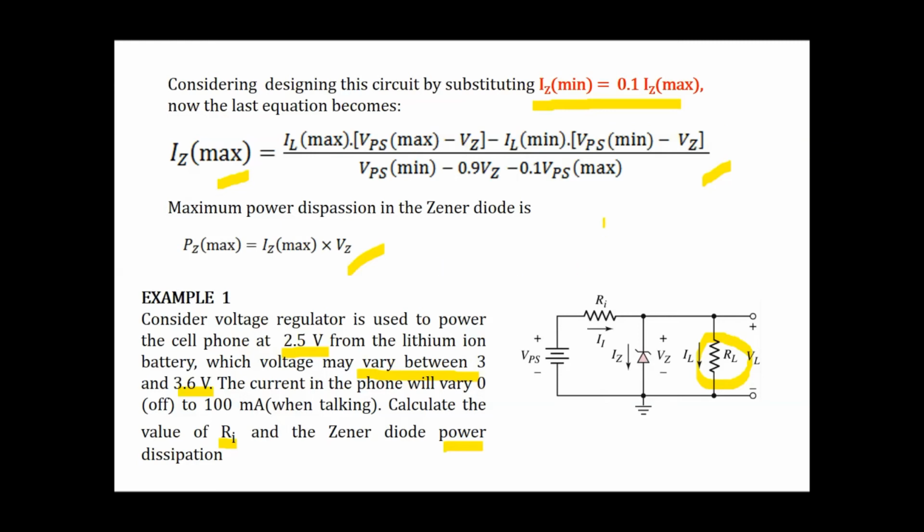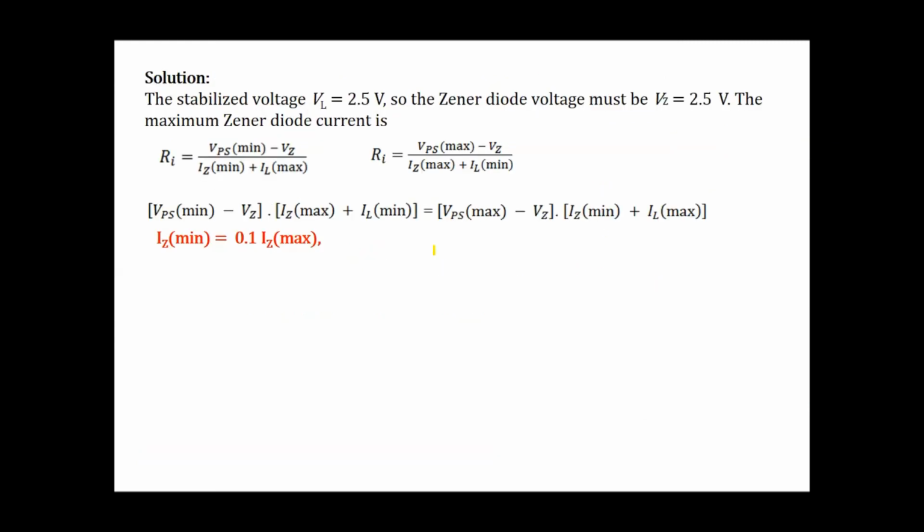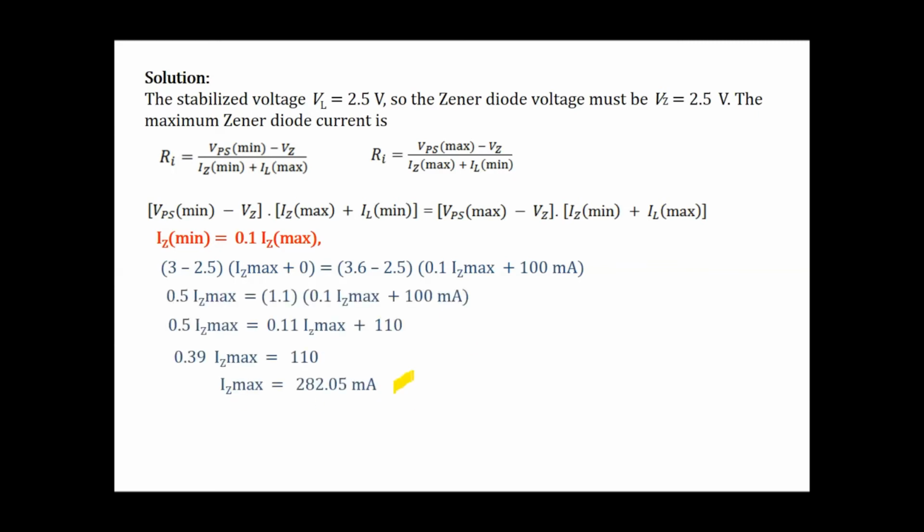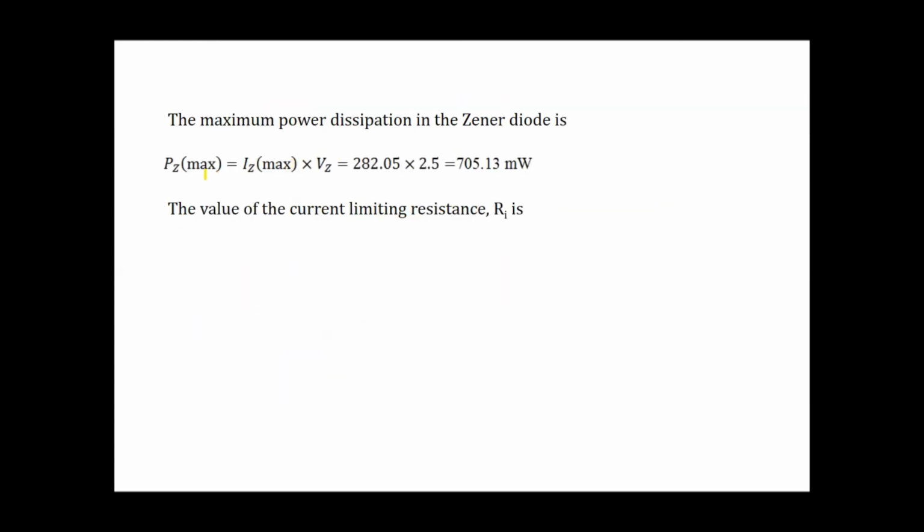So you can proceed to put in the values in the equation as I did here, and I get the value of IZ max. The question asks to find the power dissipation, so using P equals IV, I have obtained the power dissipation here. For the value of the current limiting resistance Ri, I'm going to use this equation, VPS max minus VZ over IZ max plus IL min, and Ri is 3.9 ohm. So that's how you solve this example where you have a range of value in your power supply.